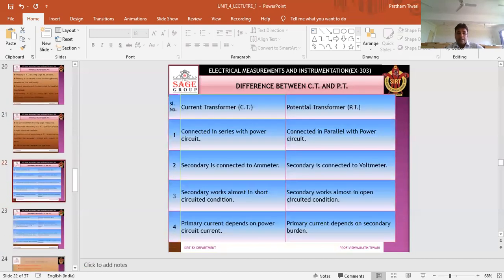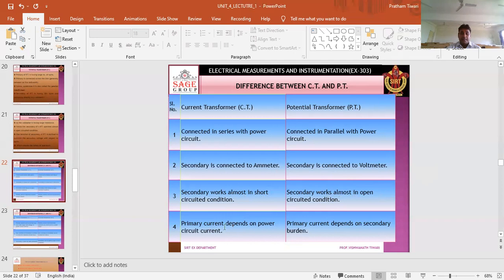Next, the difference between CT and PT. The first is the connection. In case of CT, the connection is in series with the power circuit, whereas the potential transformer PT is connected in parallel with the power circuit. Second, the CT secondary is connected to an ammeter, and the PT secondary is connected to a voltmeter. In case of CT, the secondary works almost in short circuit condition. In case of PT, the secondary works almost in open circuit condition.